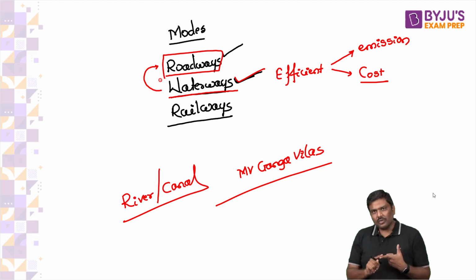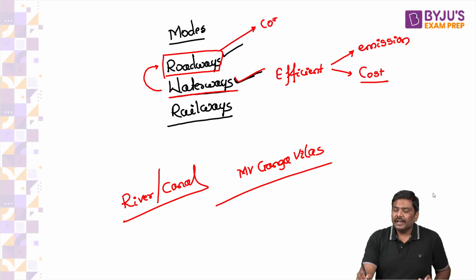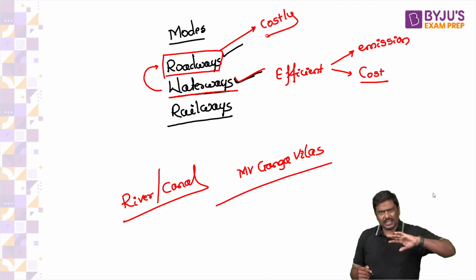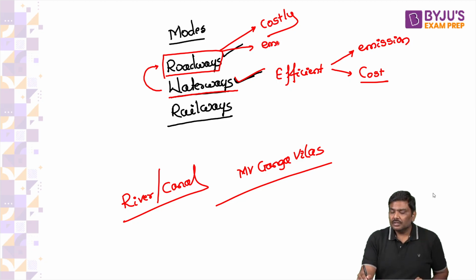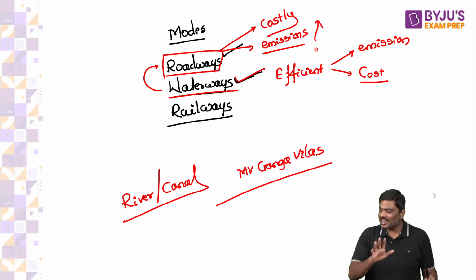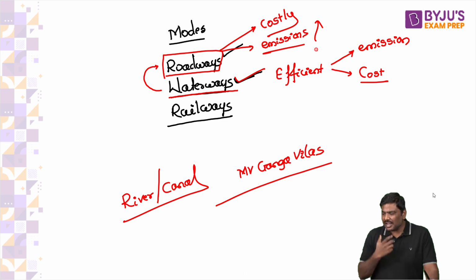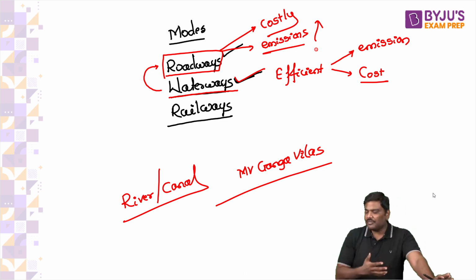If you use roadways for most of the transportation of freight, don't you think it will be a costly affair for us? Compared to waterways, is it not costly? Yes. What about emissions? Think of it. Emissions are also very, very high. Can I say this is a structural problem related to India's infrastructure and transportation? Structurally, fundamentally, it's wrong. It is a problem for us.